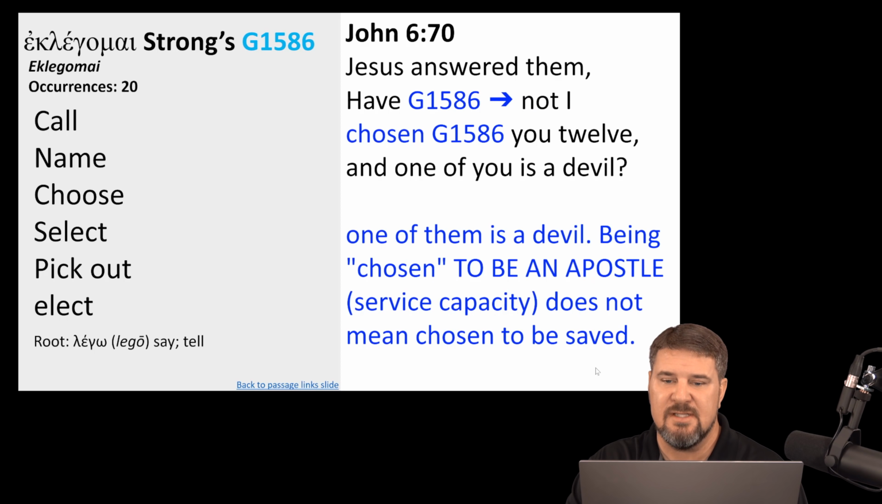In John 6:70, Jesus answered them and said, "Have not I chosen you twelve, and one of you is a devil?" So one of them is a devil, but to be chosen to be an apostle, that's the capacity of service, and does not mean chosen to be saved. Now compare that with John 15:16, "Ye have not chosen me, but I have chosen you." Who did he choose? He chose twelve, one of which was a devil, which is not saved, an unsaved person who went to his own place, all right? A bad place.